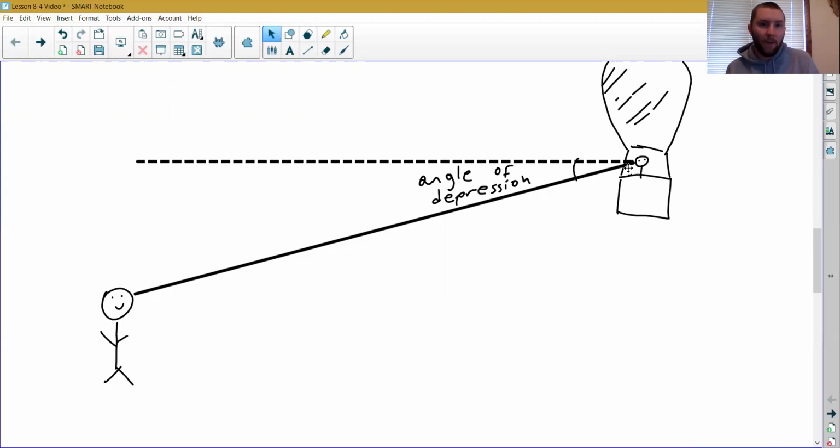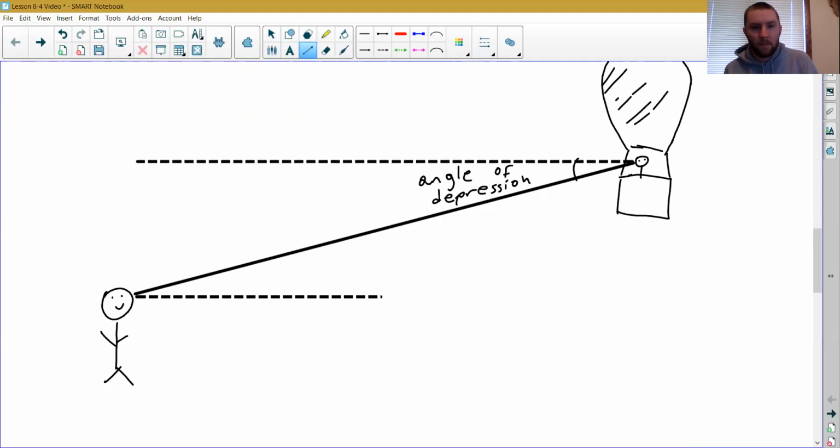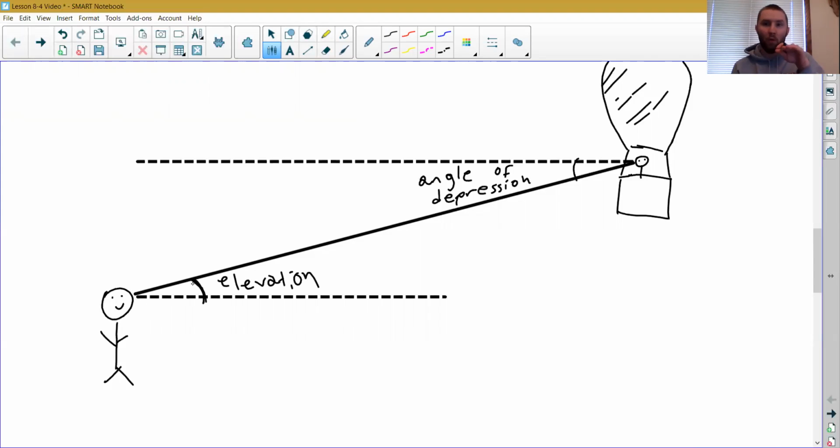Of course, if I take the person below the hot air balloon and draw a horizontal line from their eyesight, they can create an angle of elevation, right? This would be an angle of elevation because it's a horizontal line straight out from the person who's below and they're looking up. So this is an angle of elevation.